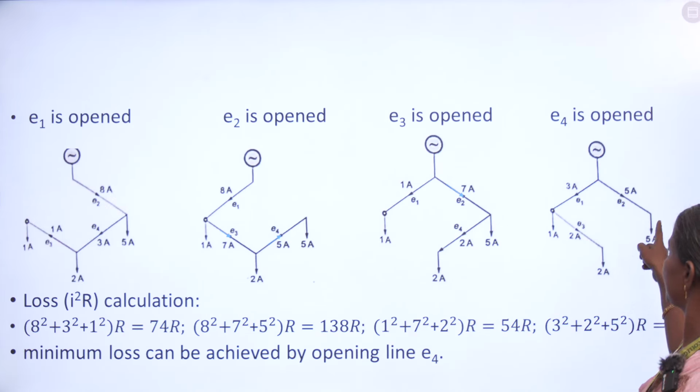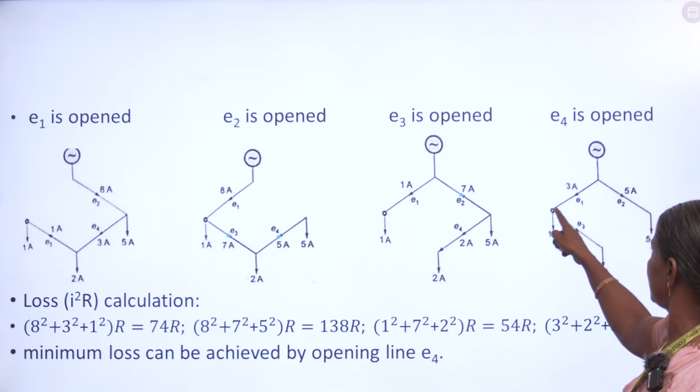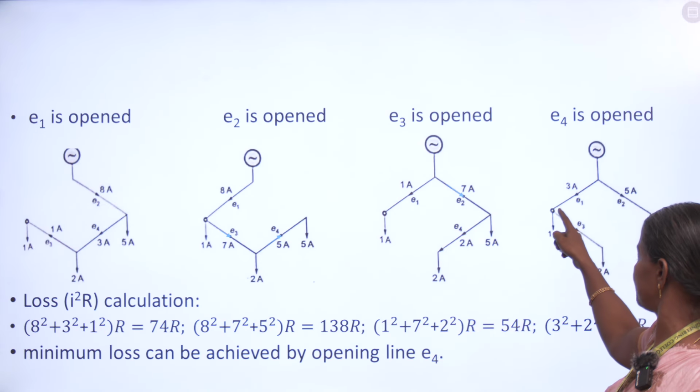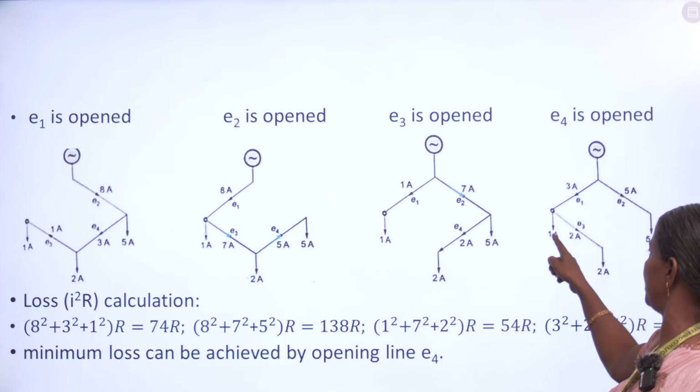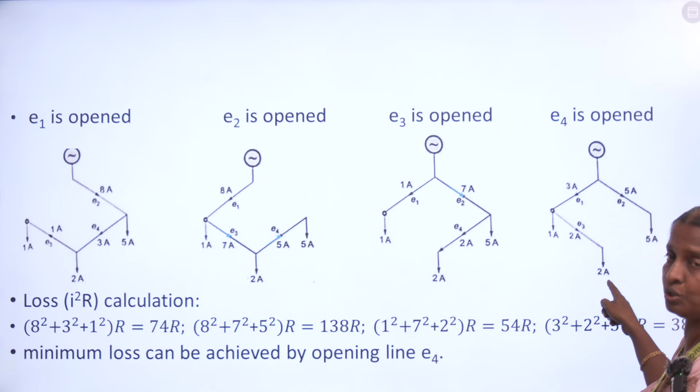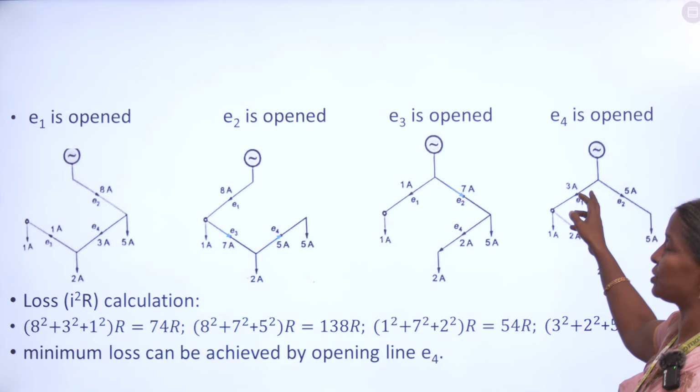If the section E4 is opened, this is 3 amperes, this is 5 ampere. So this 3 ampere, 1 ampere is tapped off. So 3 minus 1, 2 amperes. This 2 ampere will go through this load. That's all. Now what is the I square R loss?